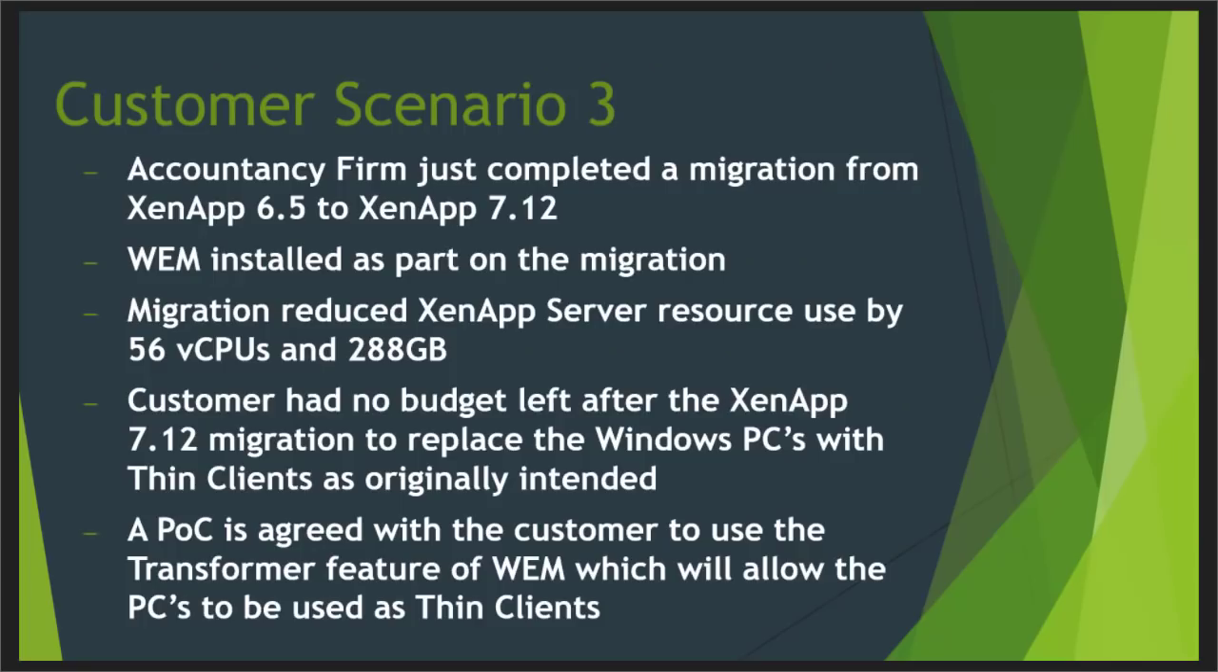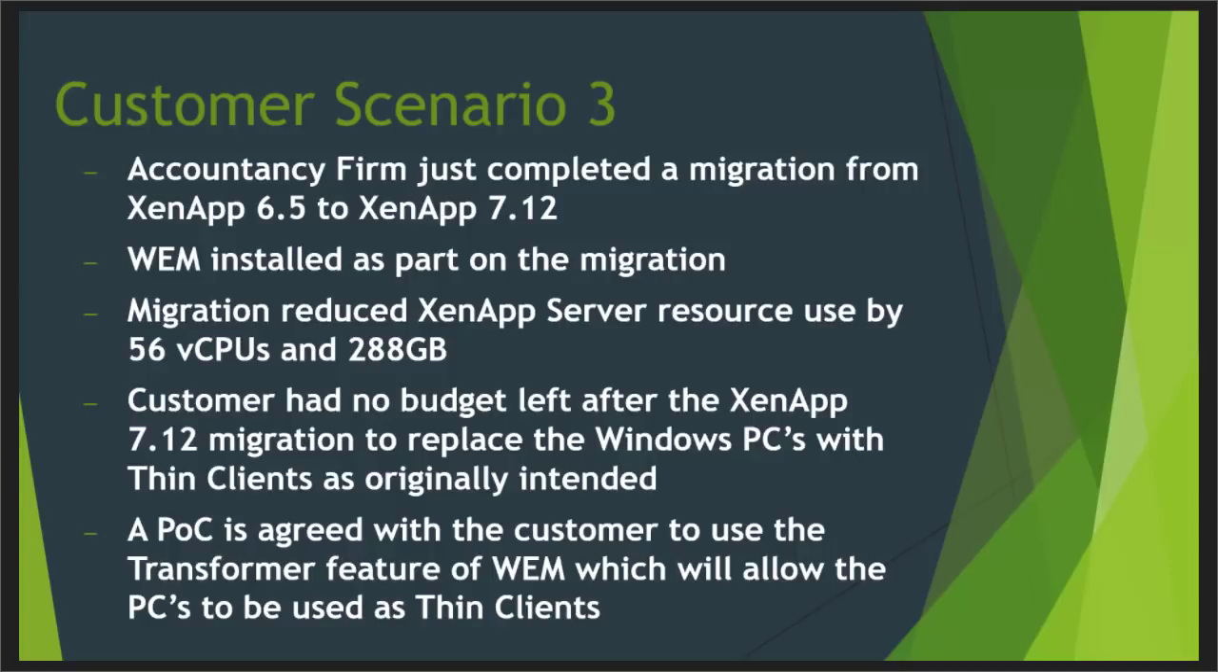So my third customer scenario is where I had implemented the Transformer feature. The customer was an accountancy firm, but we had just completed a migration from XenApp 6.5 to XenApp 7.12. The migration had been a complete success. They were originally running 20 XenApp 6.5 servers for 200 users with a concurrency of 150 users on at any time. The migration to XenApp 7.12 with WEM was configured to use actions, system optimization, folder redirection, and user profiles.